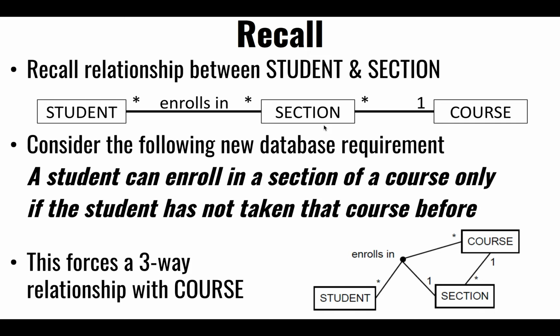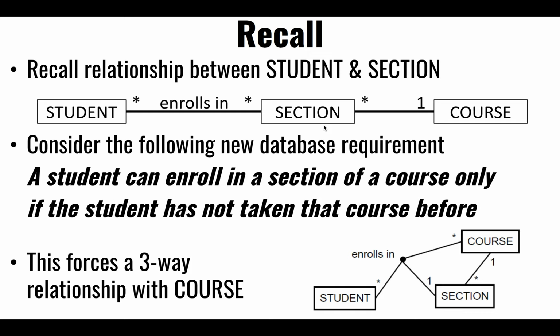So here we have an example where a student enrolls in a section, and a course has many sections. This is what we had originally in our class diagram. So somebody comes along and adds the following requirement. They say, okay, a student can enroll in a section of a course only if the student has not taken that course before. So you can only take the course once. You fail it, sorry. You can only take that course once.